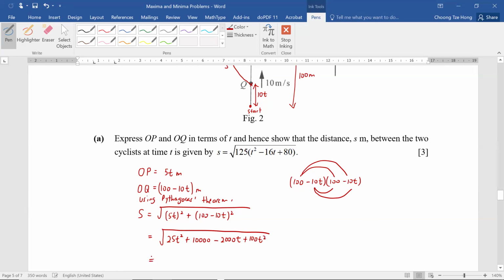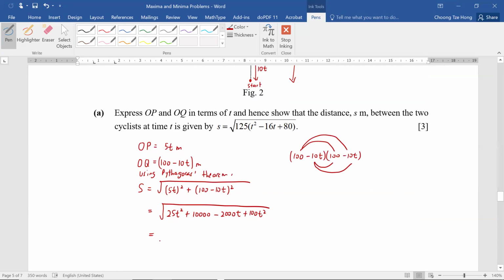So we'll get the square root of, group the t squared terms together, 125t squared minus 2000t plus 10,000. Then based on what they want us to show, they just want us to factorize out the 125. So you'll get t squared minus 16t plus 80. So we have shown this already.